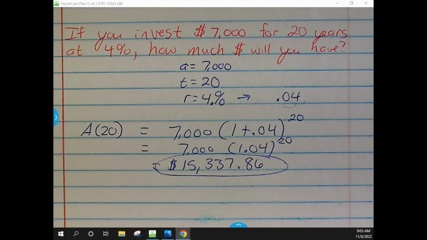Okay, so that's for our investing over a certain amount of time and doing this one. The second formula we've got to show you.